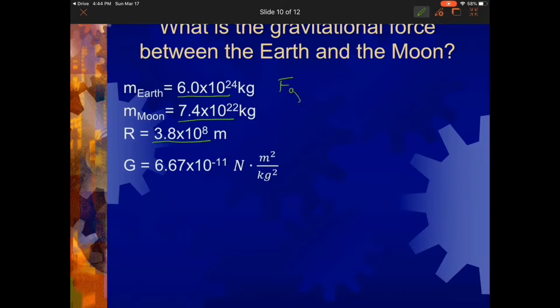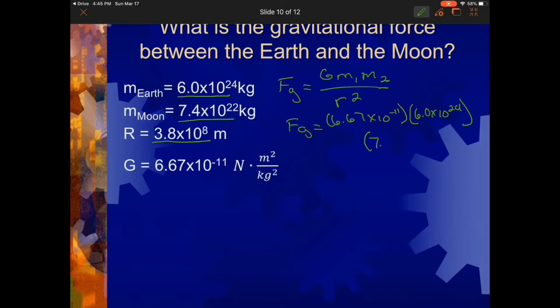So let's put this into our equation. We've got Fg equals G m1 m2 over r squared. So Fg equals G, which is 6.67 times 10 to the negative 11th. M1 is 6.0 times 10 to the 24th. I'm not going to have enough room. And M2 is 7.4 times 10 to the 22nd.